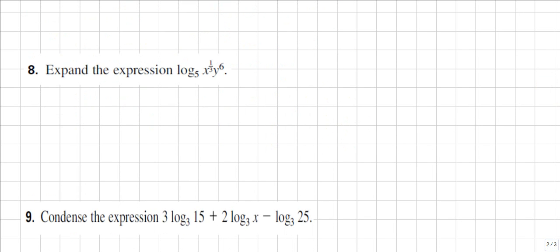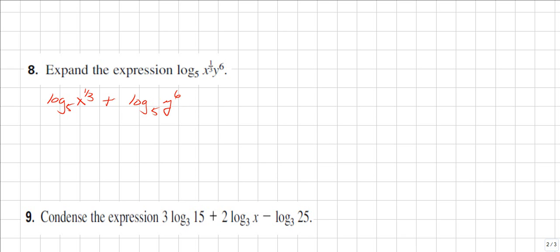Okay, the next question asks me to expand these logarithms. Actually, I'll take 2 steps on this. So I have a multiplication problem here. Anything that's in a denominator, I would subtract the logarithms. These are both numerators, so they'll have plus signs in front of them. So I'll have log base 5 of x to the 1/3 plus log base 5 of y to the 6.